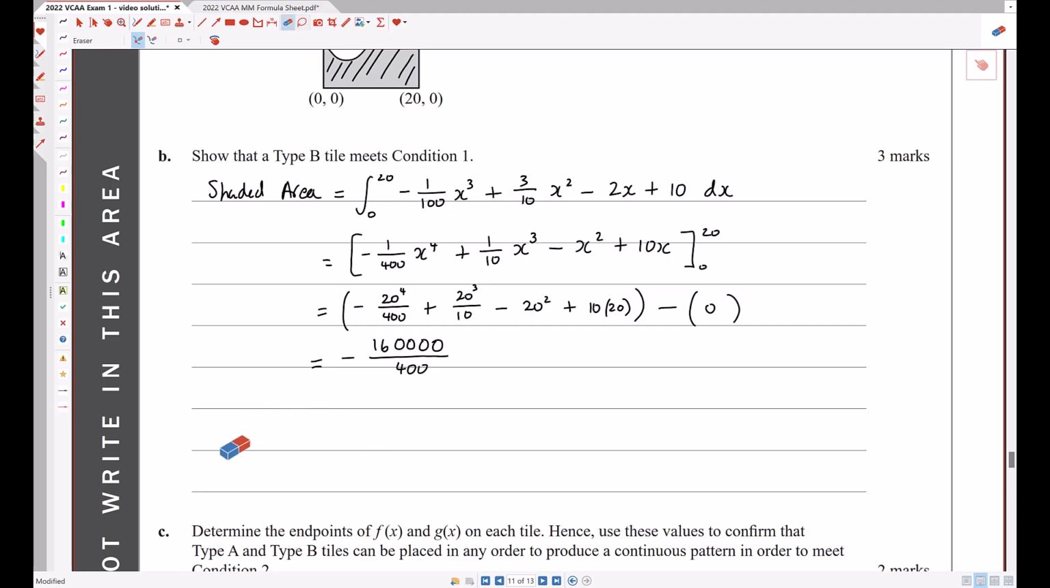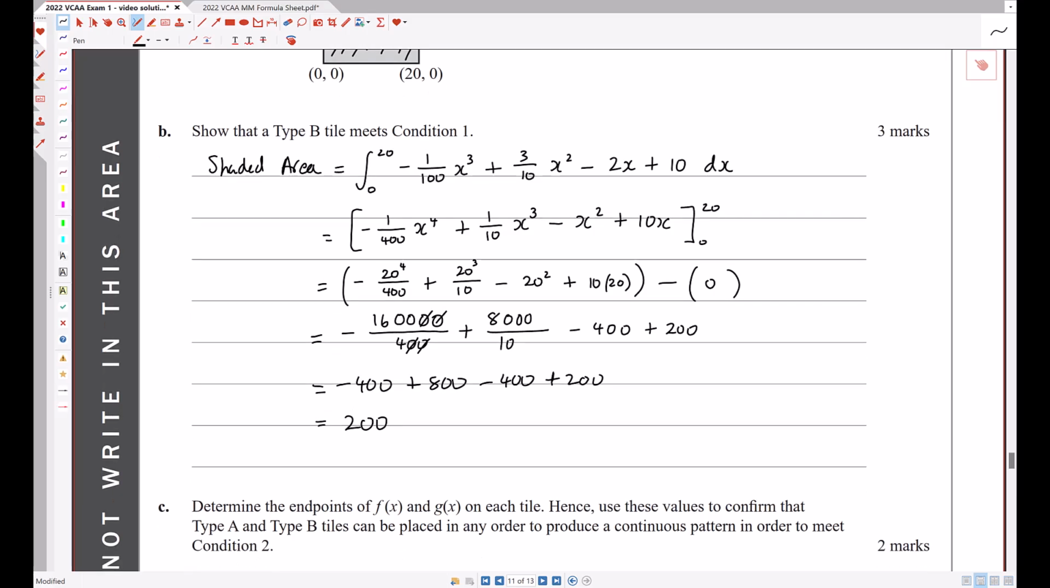We've had some fraction work, we've had some number work, we've had to factorise quadratics, we've had to use all our basic skills here. 20 cubed, so 2 cubed is 8, and 10 cubed is 1,000, so it'll be 8,000 over 10, minus 20 squared, which we've just done before is 400, plus 10 times 20 is 200, and minus 0. Okay, so these zeros are going to cancel down. 1,600 divided by 4 is 400, so that's negative 400. 8,000 divided by 10 is 800, minus 400 plus 200. So I've got minus 400 and minus 400, which is minus 800, plus 800. So those first three terms all cancel out to give 0, and so we're just going to have 200.